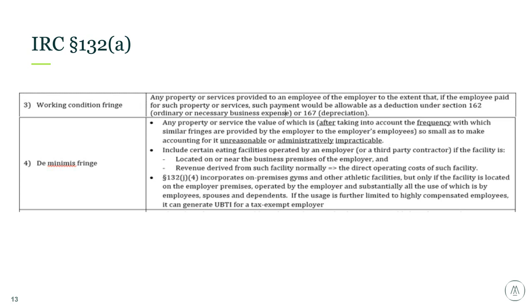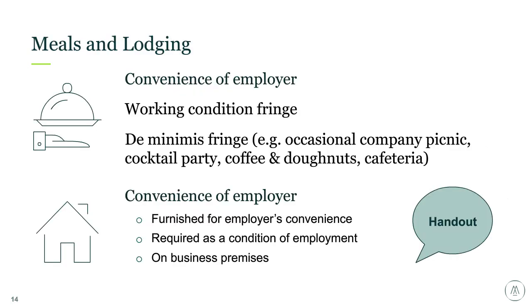So when we go back to our slide on meals, we've talked about the ways to exclude meals. For housing, for the convenience of the employer, you have to meet a couple requirements. The first one is that it has to be furnished for the employer's convenience. The second one is it's required as a condition of employment. Those are often seen together. So in order to do their job, they have to take the housing and they have to be there in order to perform the service. You've got to be able to show that.